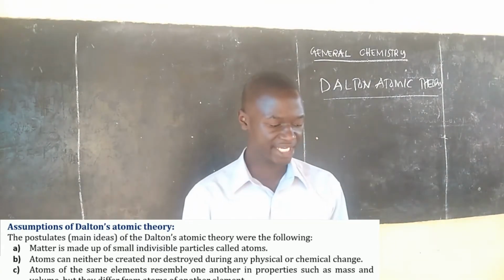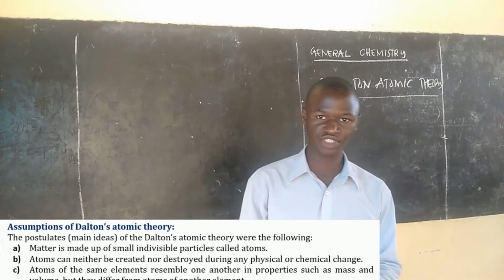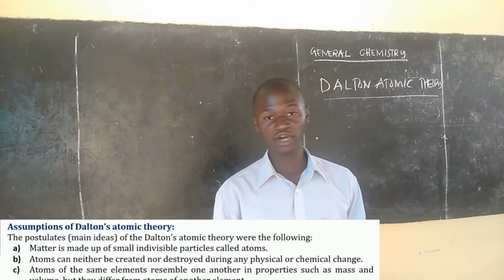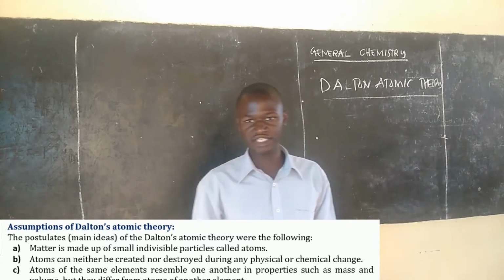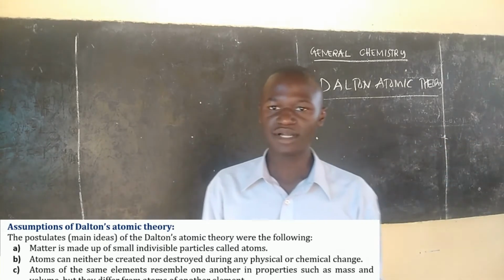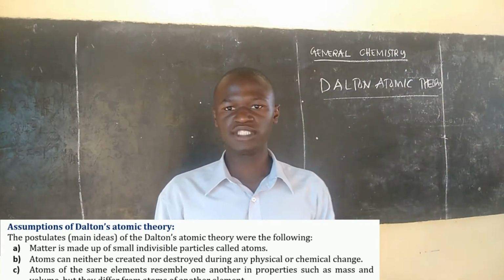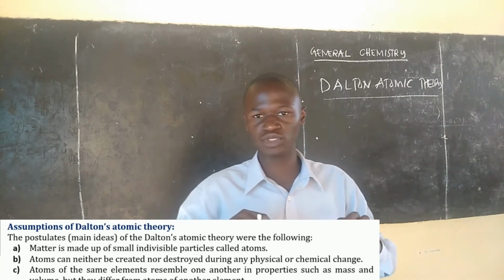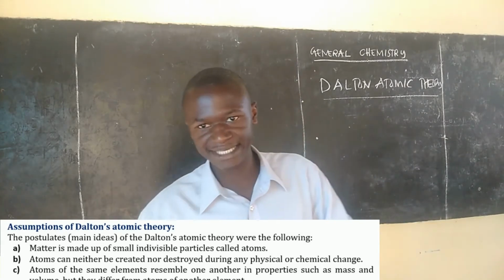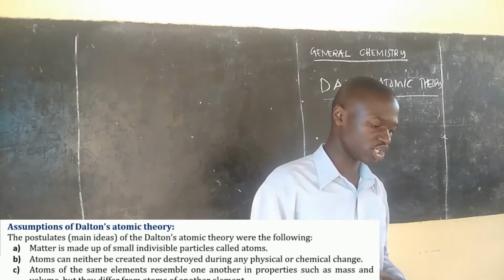We are calling them assumptions because if later they get evidence, that means they become true. But if they don't get evidence, they are not true. He just postulated, he just wrote down, he told people his ideas. So these are the main ideas of Dalton's atomic theory.